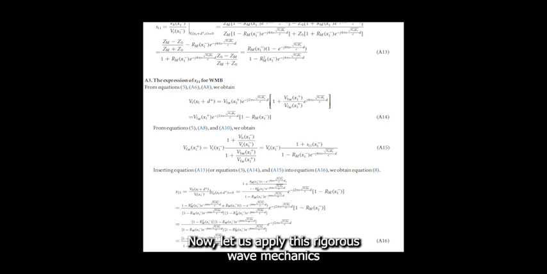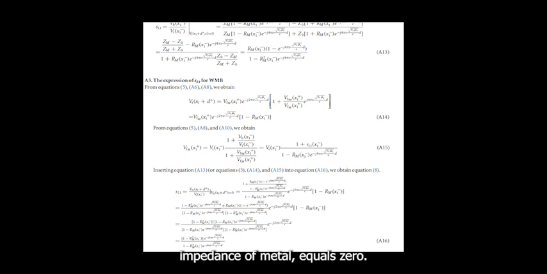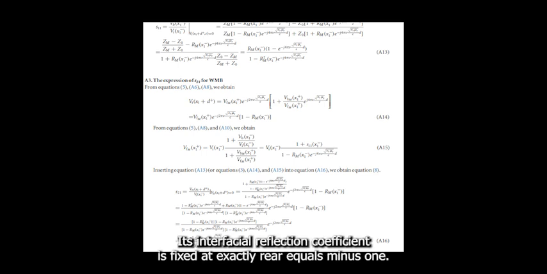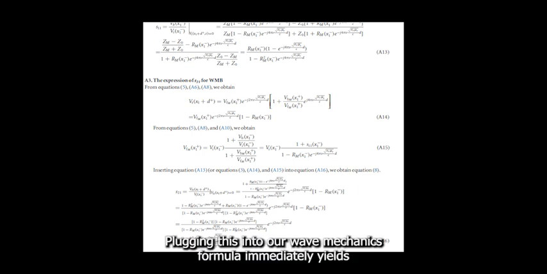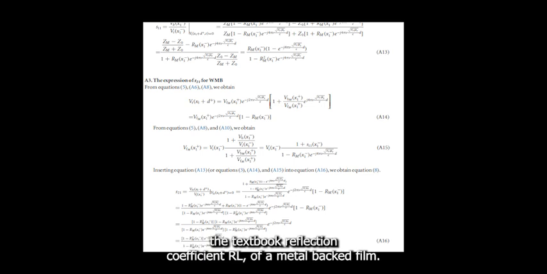Now, let us apply this rigorous wave mechanics to the most common configuration in materials research, the metal-backed film. Because the metal backing has a characteristic impedance of Z_metal equals 0, its interfacial reflection coefficient is fixed at exactly R_rear equals -1. Plugging this into our wave mechanics formula immediately yields the textbook reflection coefficient RL of a metal-backed film. Look closely at this formula.